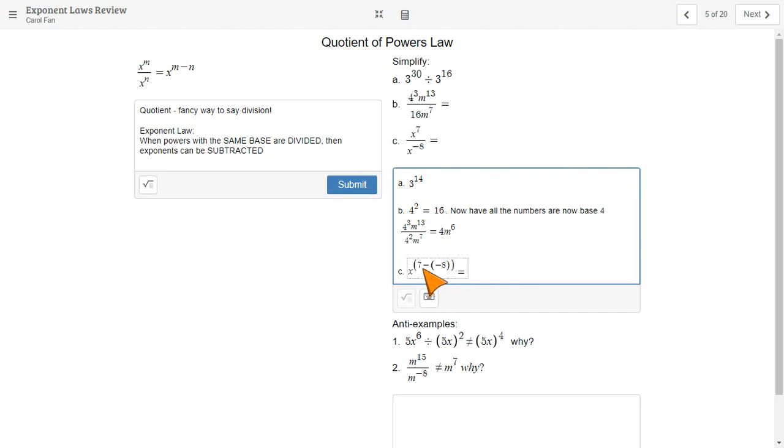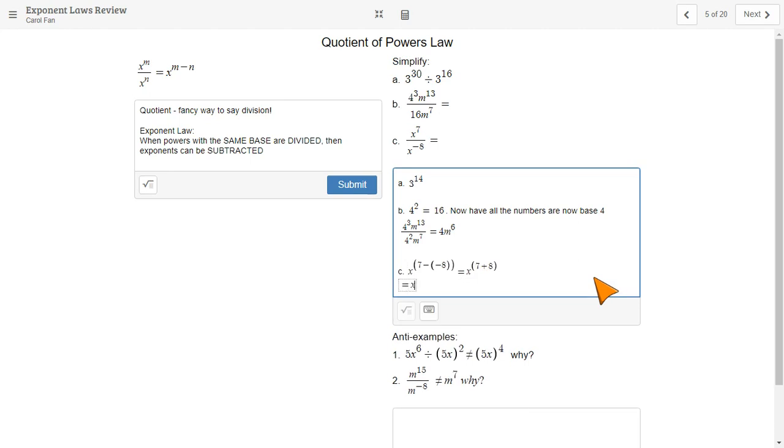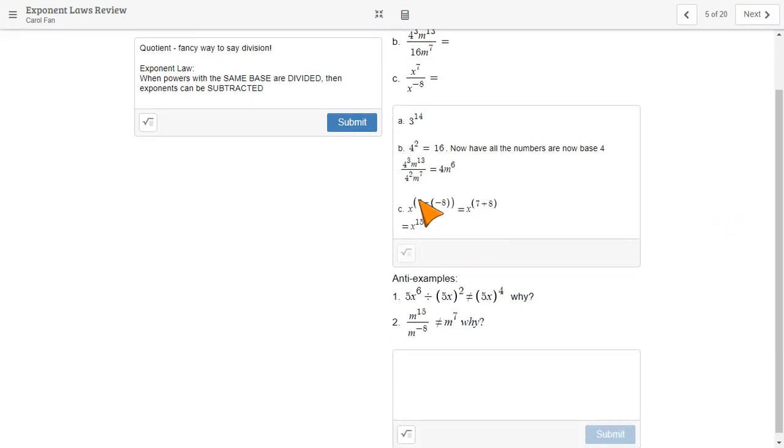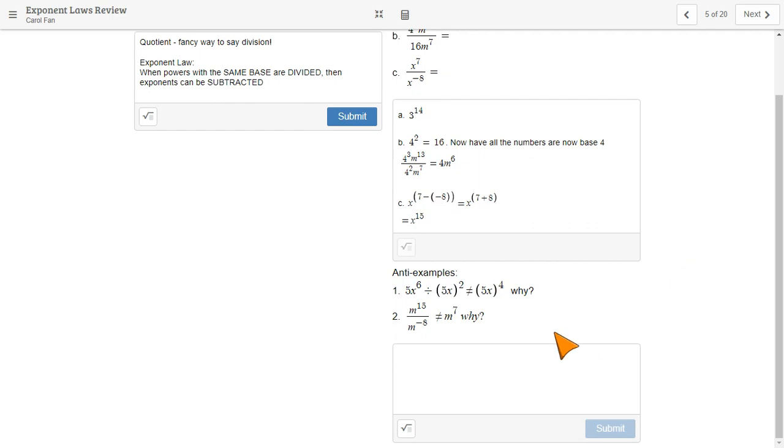So when I have 7 minus negative 8, the two negatives will give us 7 plus 8. And simplified, we have x to the power of 15. So be very careful if you're subtracting a negative number. Now let's do a couple of anti-examples. Anti-examples, once again, are examples that don't work.